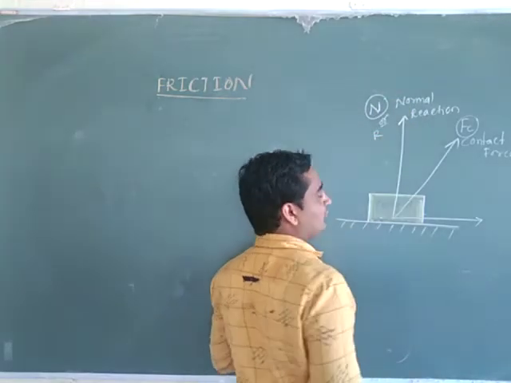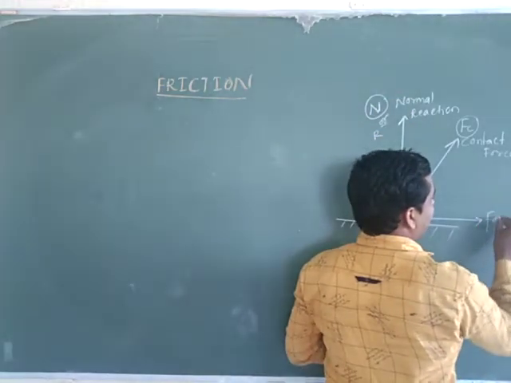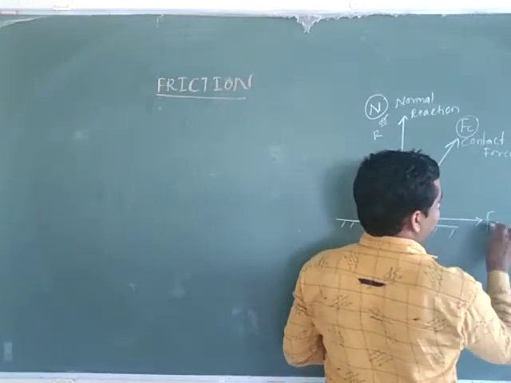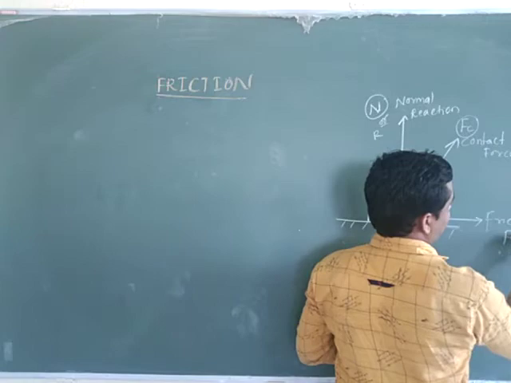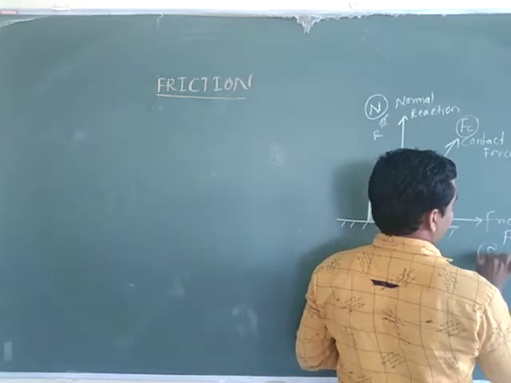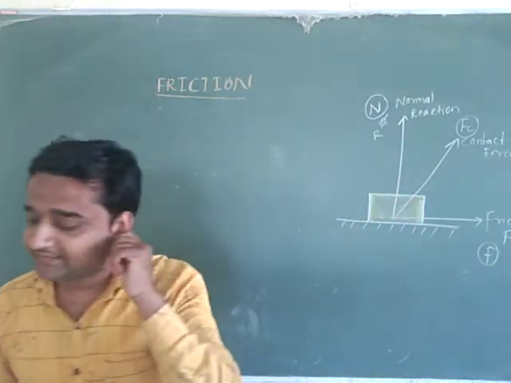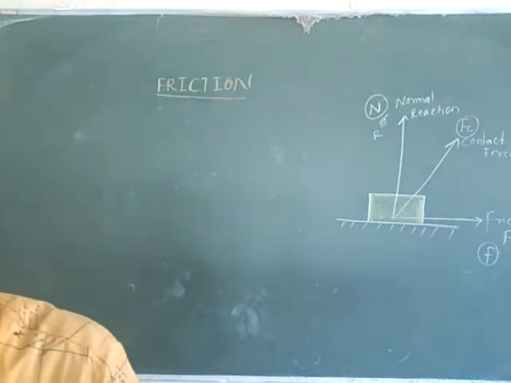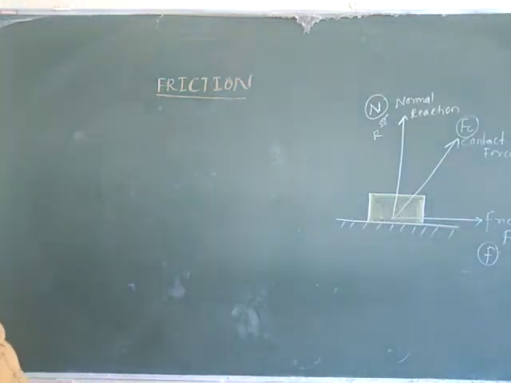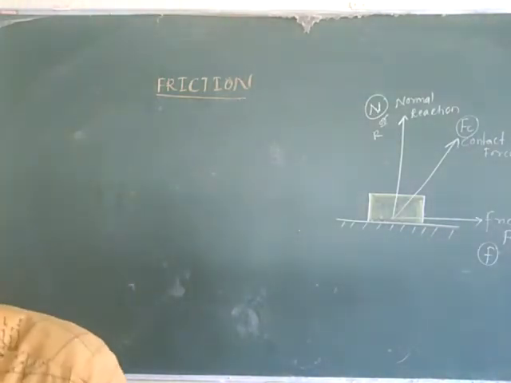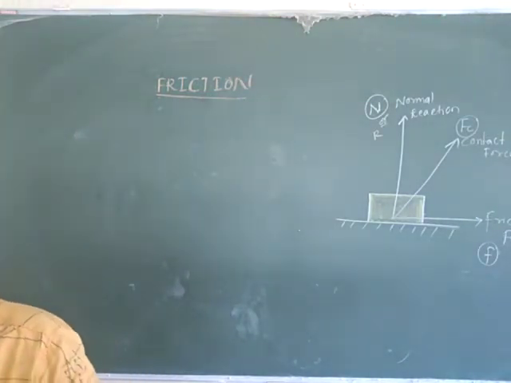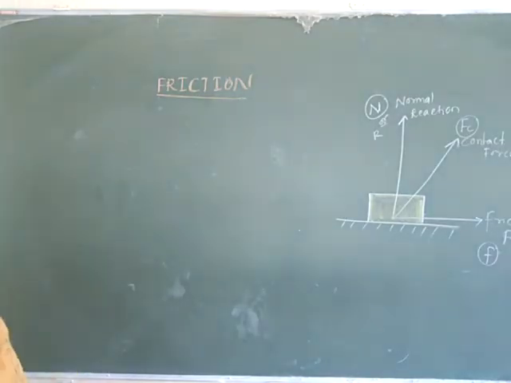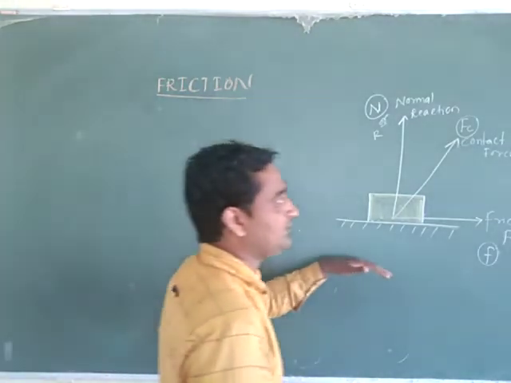It is called the normal reaction, and the parallel force is called what? The frictional force, F. So what information are we getting from this point? The contact force need not be perpendicular to what? The surface. The contact force can be resolved into two rectangular components. One is perpendicular to the surface and another one is parallel to the surface.